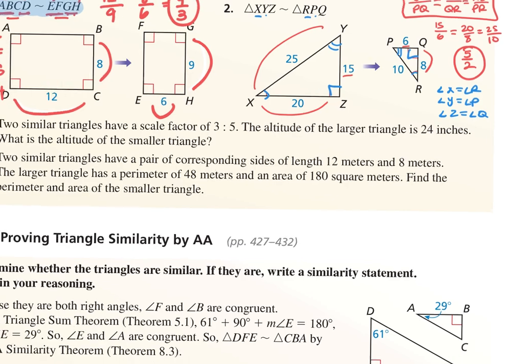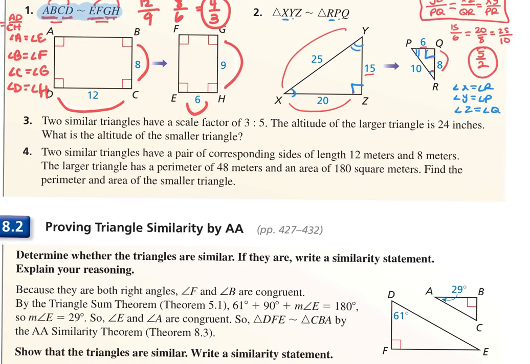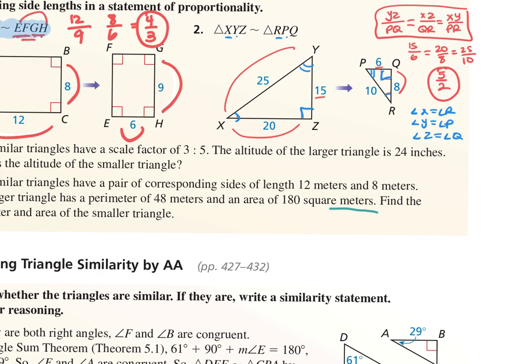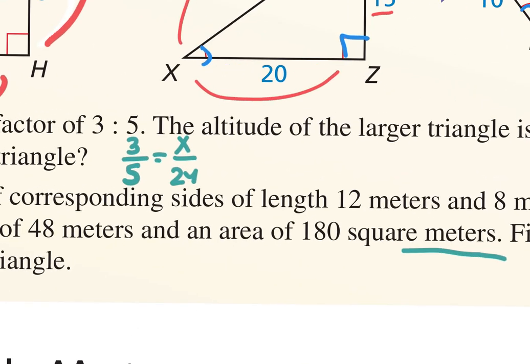All right, looking at number 3, it says 2 similar triangles have a scale factor of 3 to 5. The altitude of the larger is 24 inches. What's the altitude of the smaller? So the ratio of the altitudes is the same as the side lengths, which would be the same as the scale factor. If my scale factor is 3 to 5, that's small to large. And I have the large altitude, that's going to go in the bottom. So 24 goes in the bottom, and X is what we're trying to find.